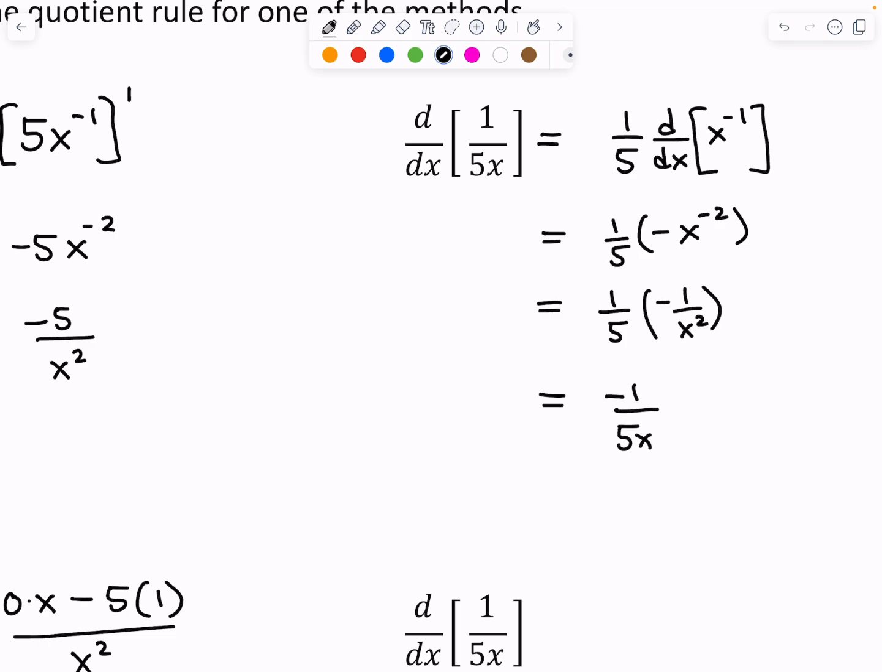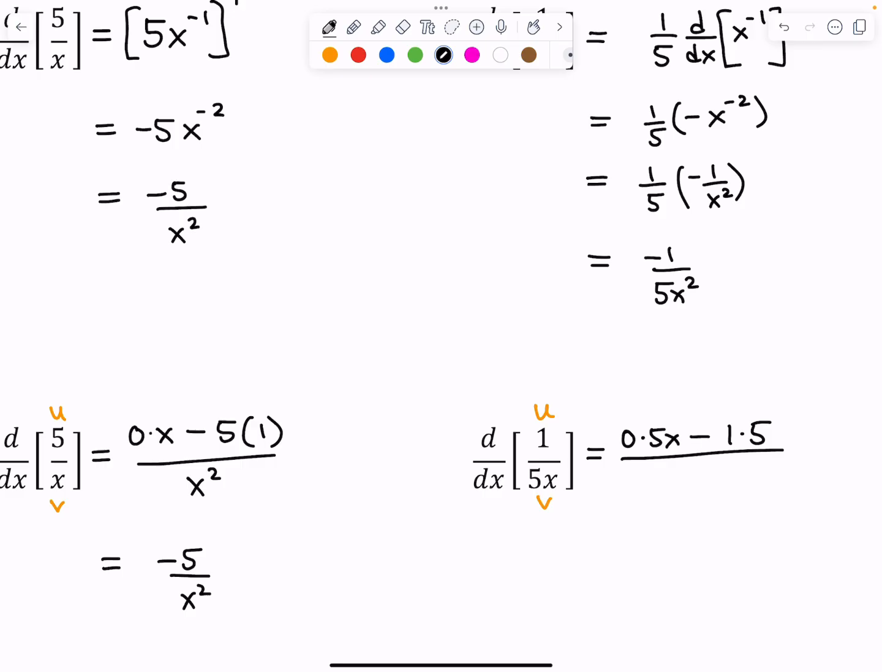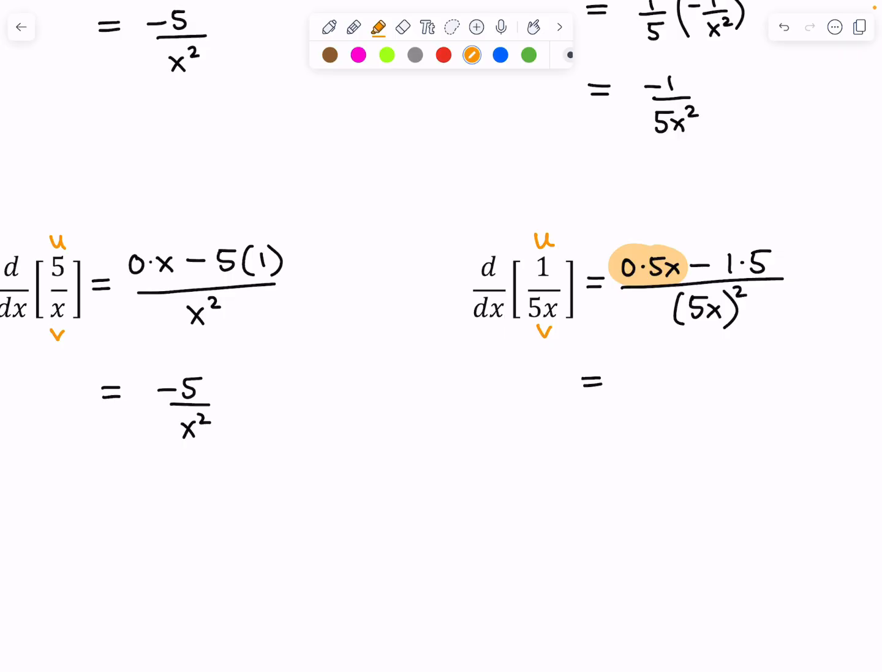Okay, let's confirm this using the quotient rule where u is a 1 and v is a 5x. So the derivative of 1 is 0 times the denominator 5x minus the numerator 1 times the derivative of 5x, which is just 5, all over the denominator squared. Now make sure you put this 5x in parentheses and then square that. This product is 0, so we get negative 5 overall in the numerator.